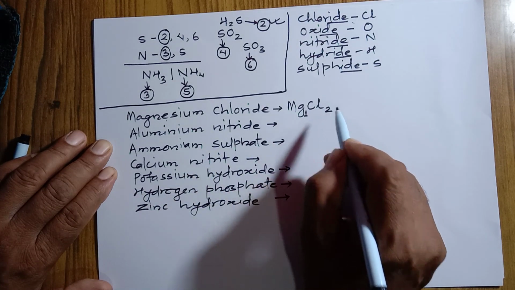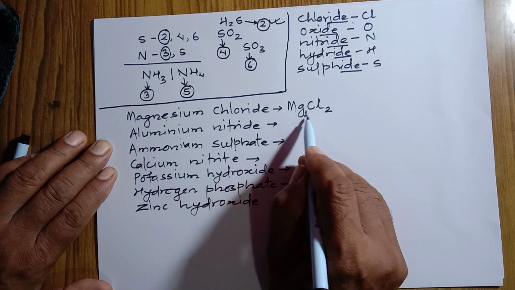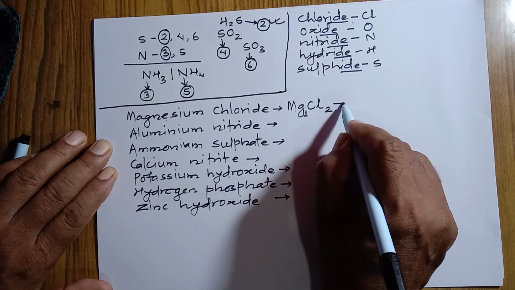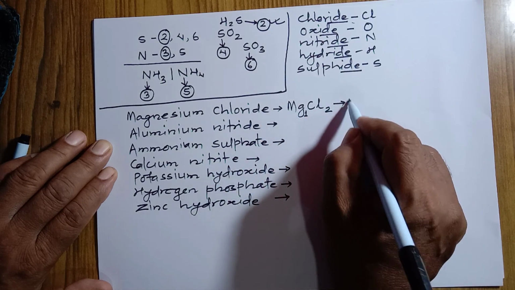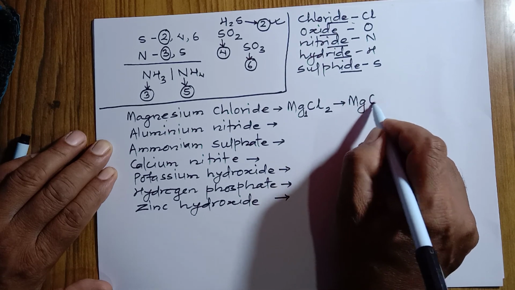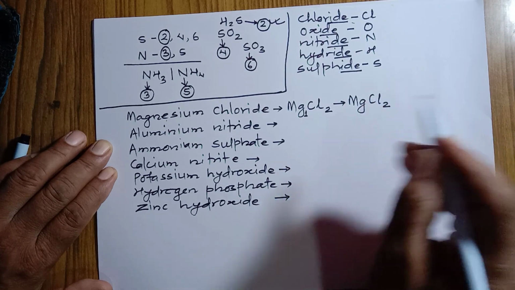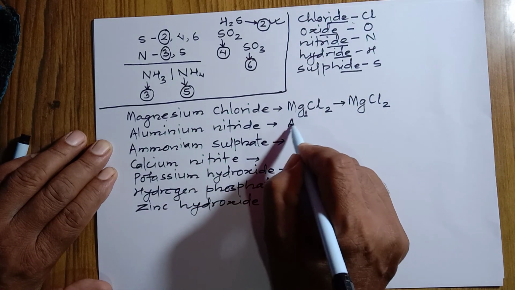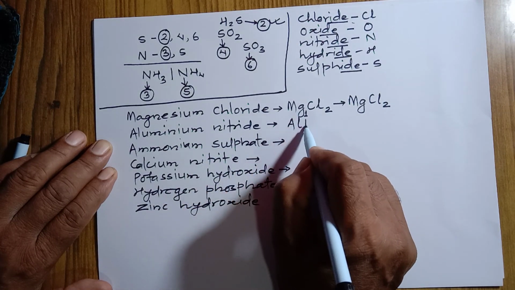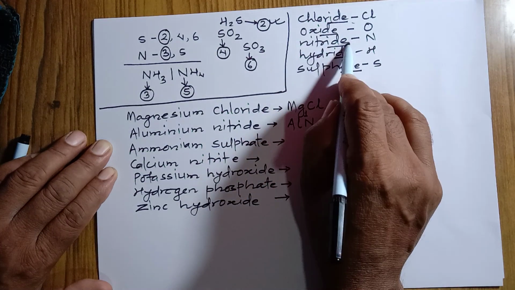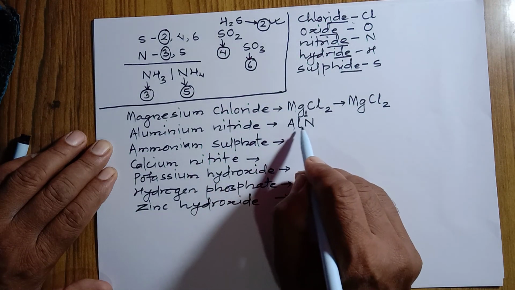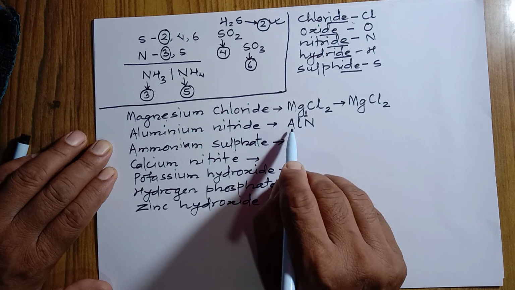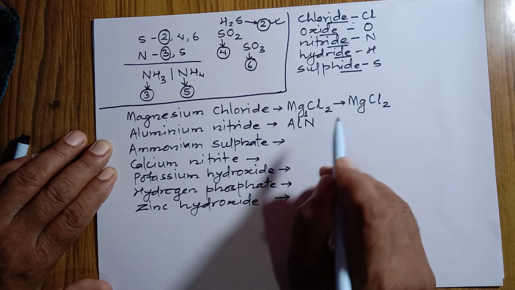Magnesium's valency is 2, but Mg1, this 1 is useless because magnesium itself is 1. That's why the molecular formula of magnesium chloride is MgCl2. In the same way, aluminium nitride. Aluminium means Al. Nitride means nitrogen is combined. Look at this. Aluminium nitride. Valency of aluminium is 3. Nitrogen is 3. Equal valency, no exchange.